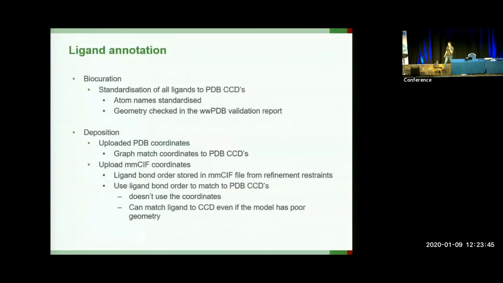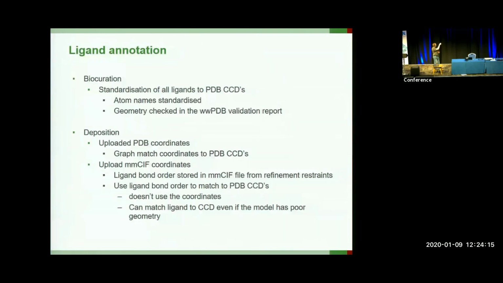Ligand annotation. We've done some improvements here which would help you, especially for the poorer geometry ligands that we don't get as frequently, but we do get occasionally. As part of curation, we standardize all of the atom names to our dictionary so that people can find them, so you can find interactions. We check the geometry using Mogul, part of CCDC. We have an agreement with them and we check that as part of the validation reports.